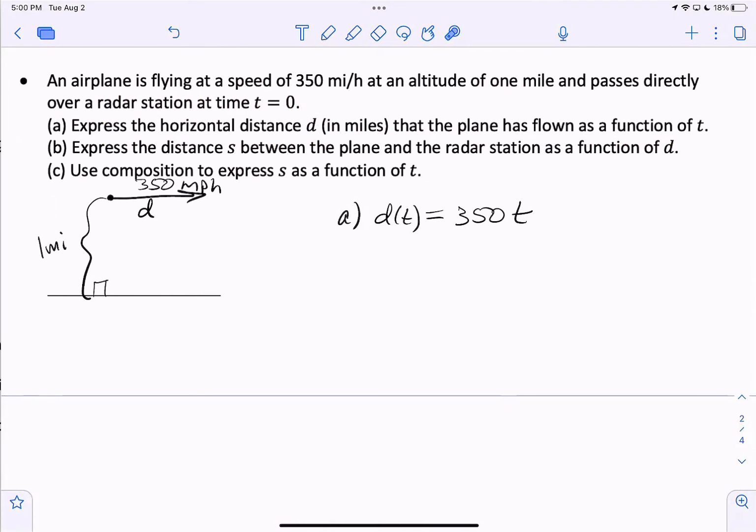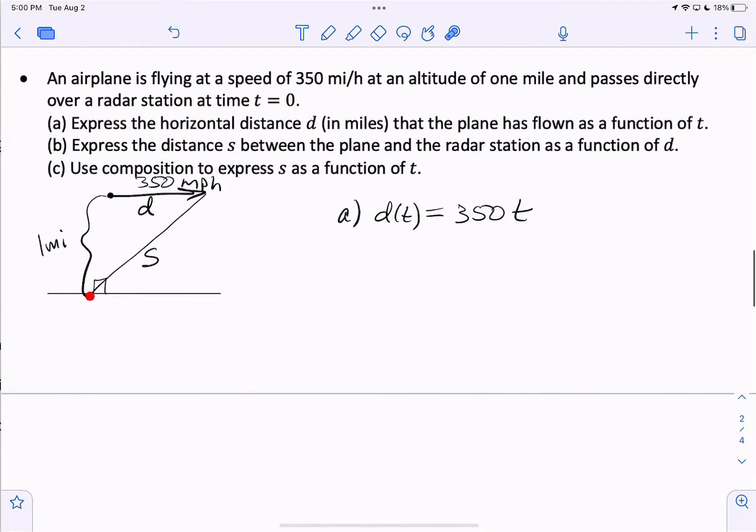Now we're to express the distance s between the plane and the radar station as a function of t. That's going to be a hypotenuse. So there's s. Now here we have a right triangle, and one side we know is 1 mile, one side is d, and the hypotenuse is s. And so using the Pythagorean theorem, we have that s as a function of d is equal to the square root of d squared plus 1, or d squared plus 1 squared, right?